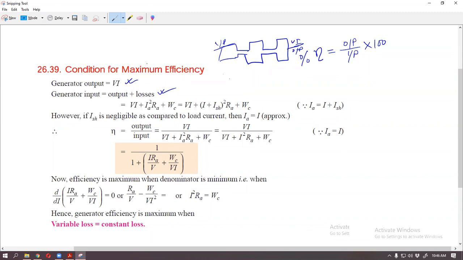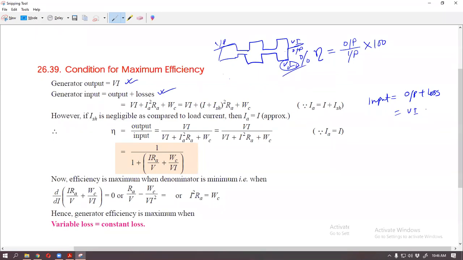Okay, at first condition, this part, condition complete. So now you know that input is equal to output plus loss. Okay, so you know that output is equal to VI, or load voltage and load current same.